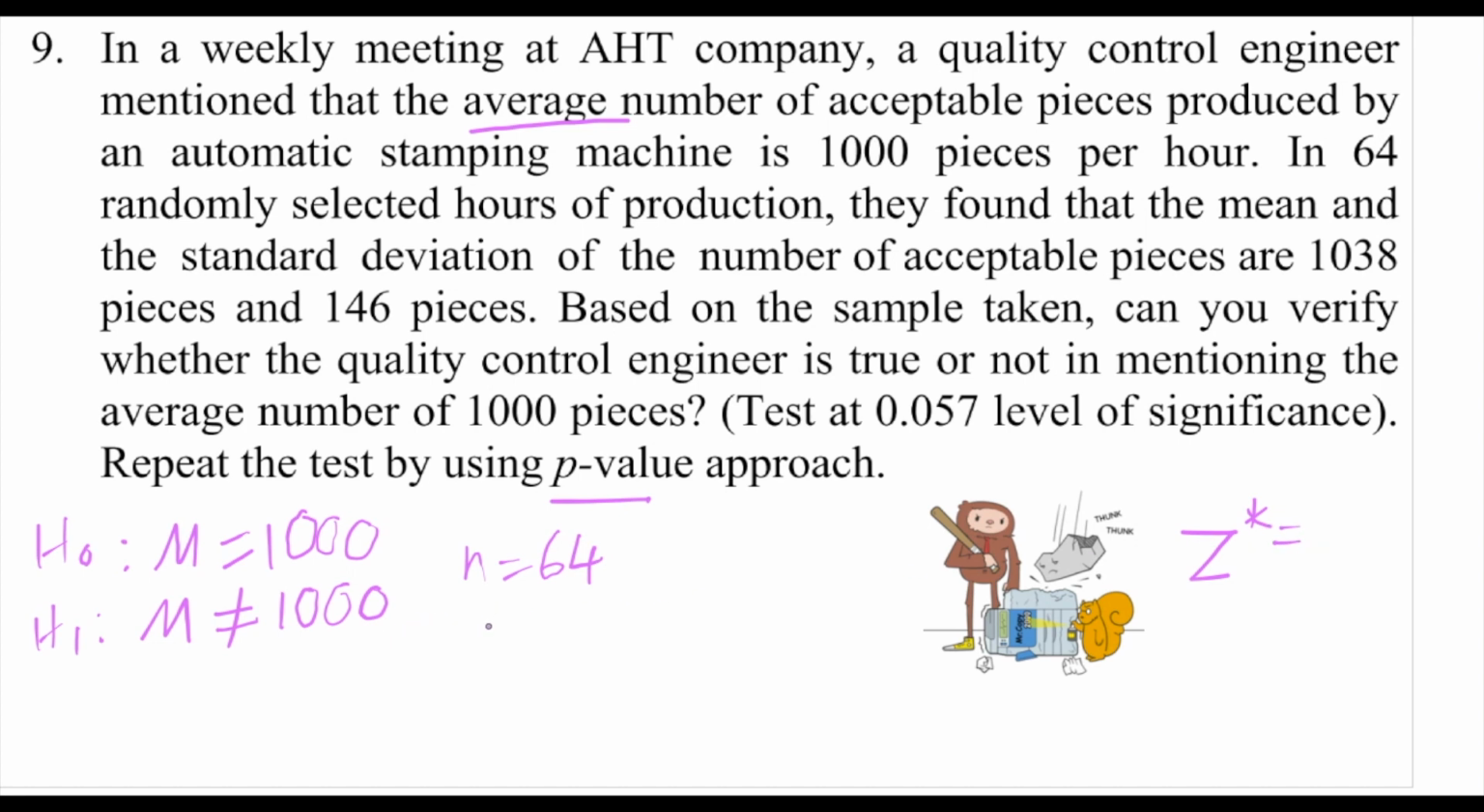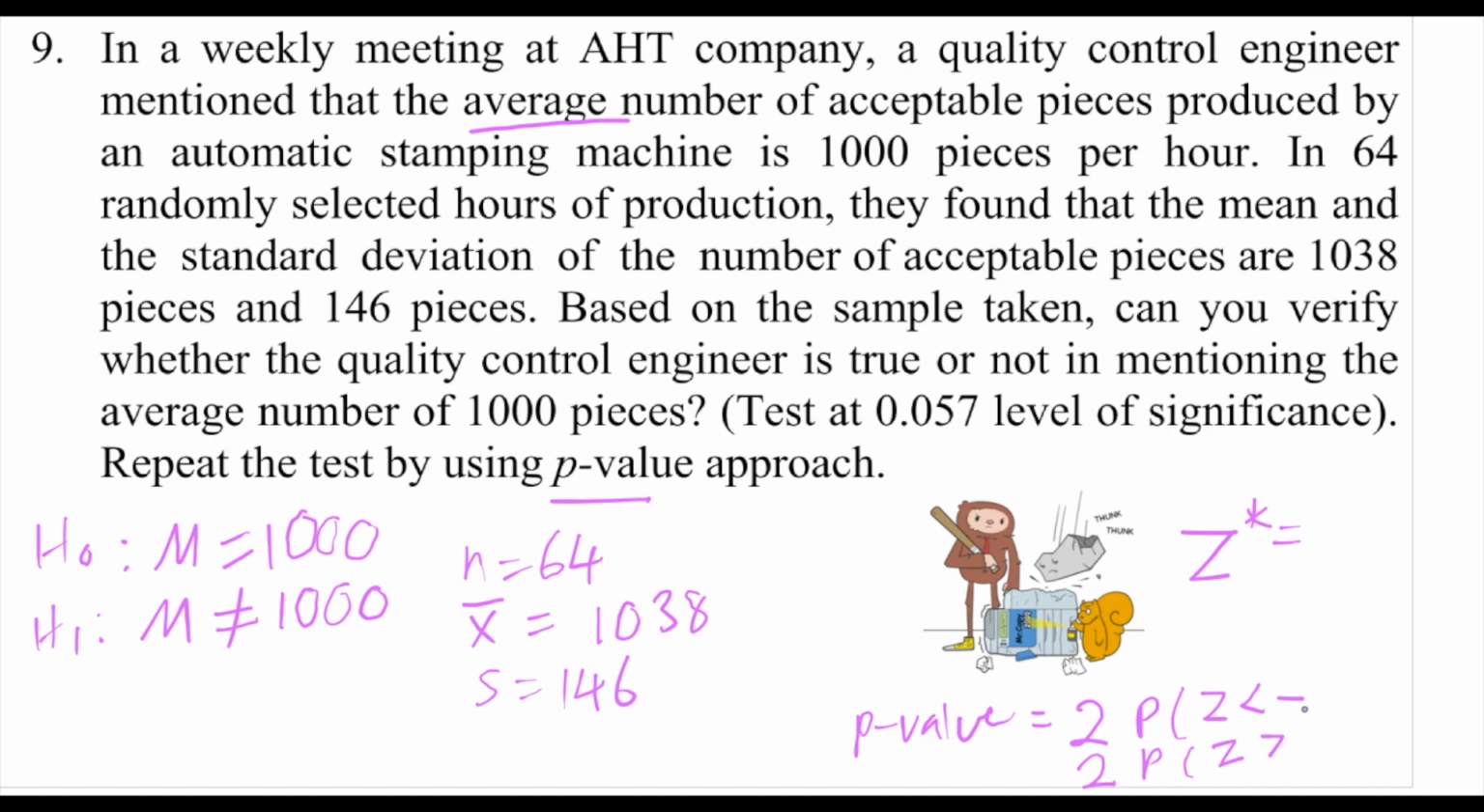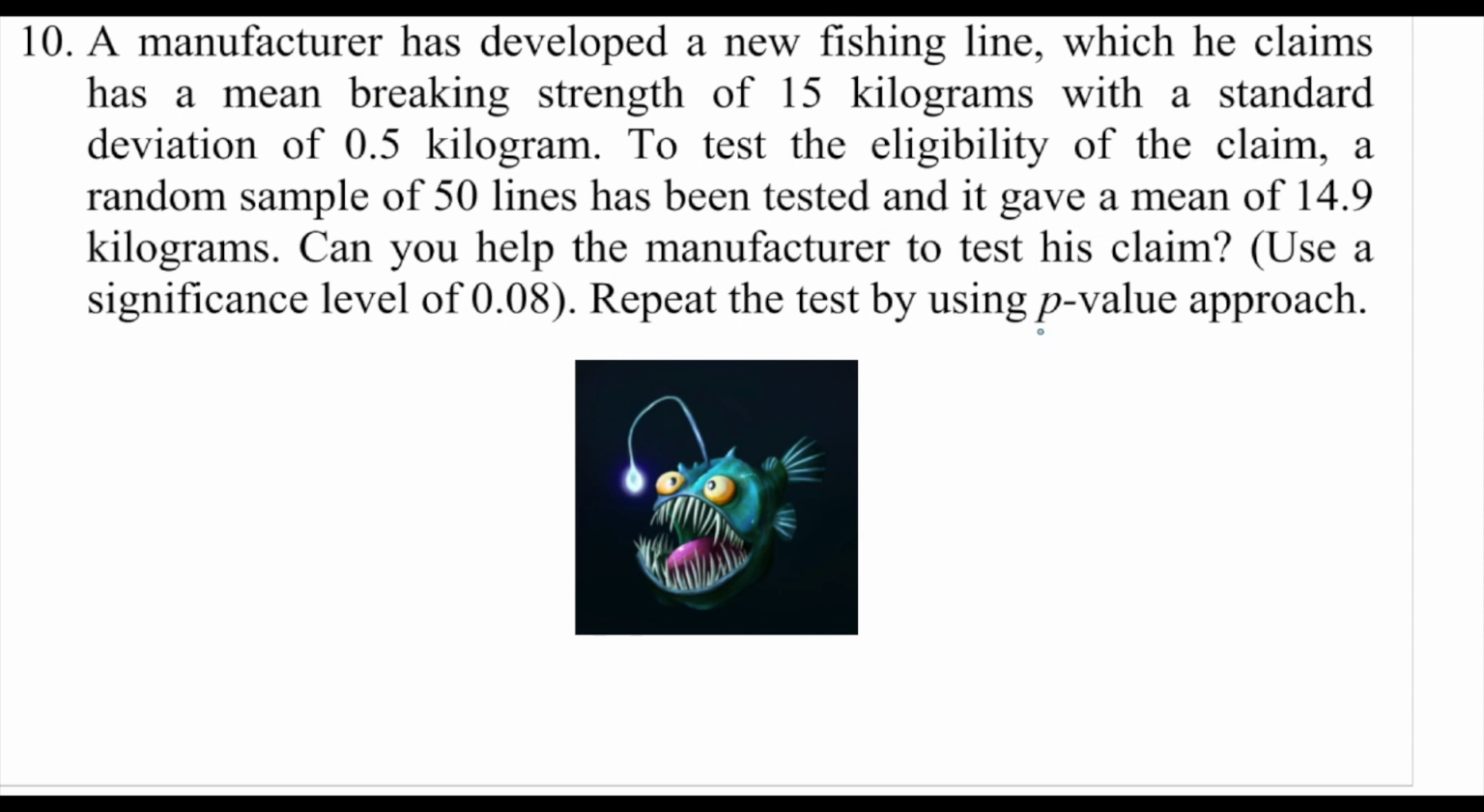Mean and standard deviation, so x bar would be 1038 and S is 146. Let's calculate the p-value. Because this is a two-tailed test, now this would depend on your test statistics. If it's negative, I would take 2 times the probability of Z less than the test statistics, right? Now, if it's positive, I would take 2 times the probability of Z greater than the test statistics. And that's it. Again, the p-value method.